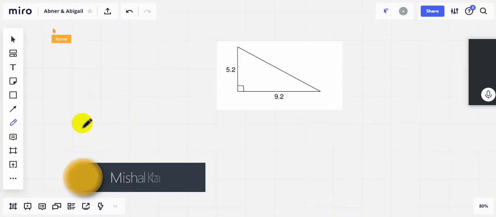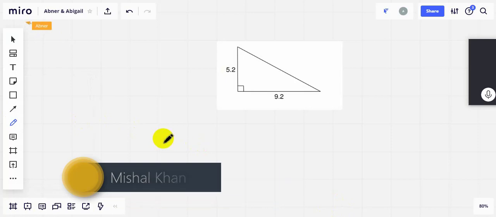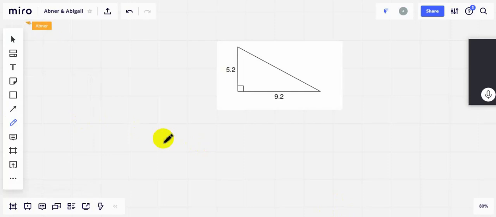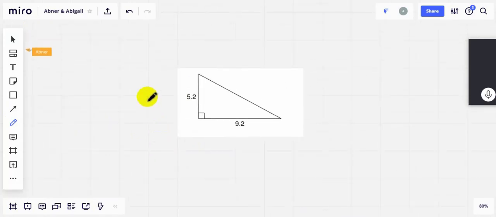Let's discuss how to find a missing side using the Pythagoras theorem. As you know, there are only three sides in a right triangle, and the Pythagoras theorem is only applicable to right triangles. In the first question we will be finding the hypotenuse. In this triangle, the side opposite to the right angle is always the hypotenuse.